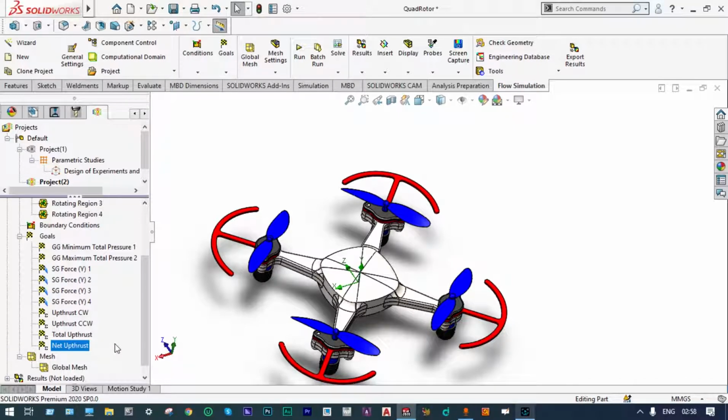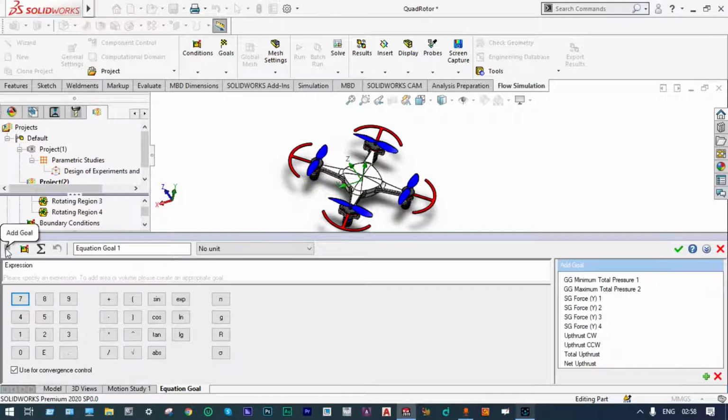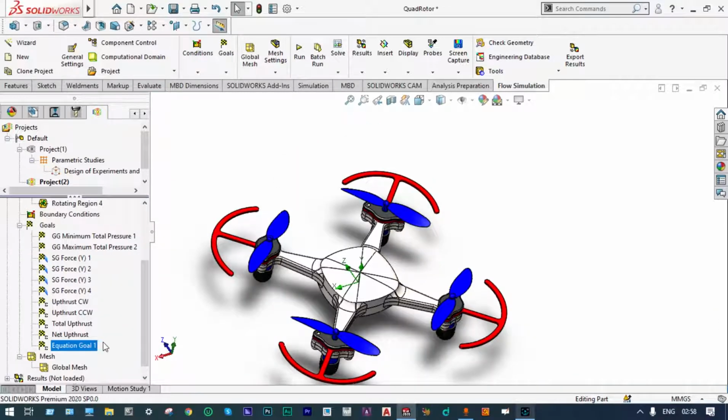Finally, the last one, the pressure difference, is also needed, which is obtained from the global goals. Again, insert equation goal. And that goal will be obtained from the pre-decided goals. It is the difference between maximum total pressure minus minimum total pressure. Done. And we can rename this one as pressure difference. We have decided all the goals.